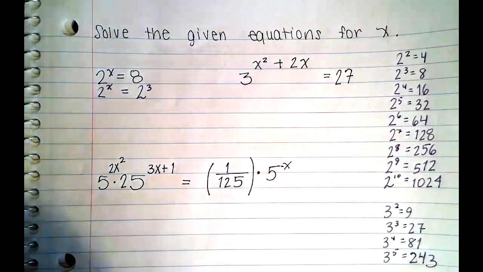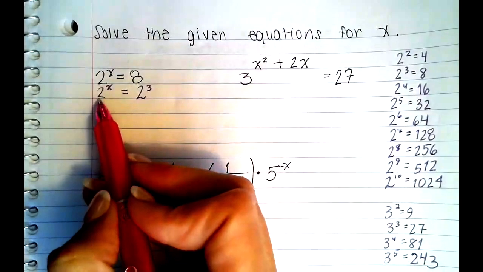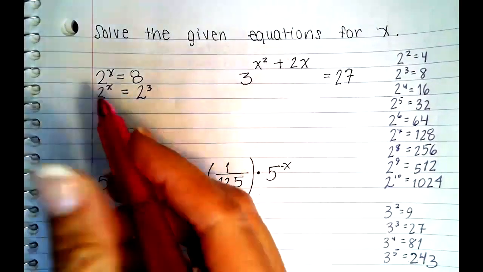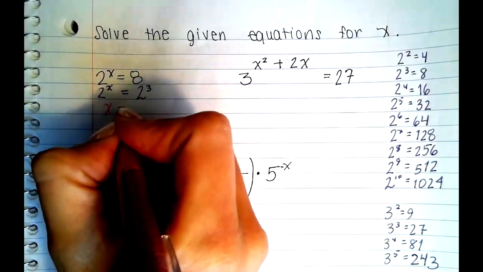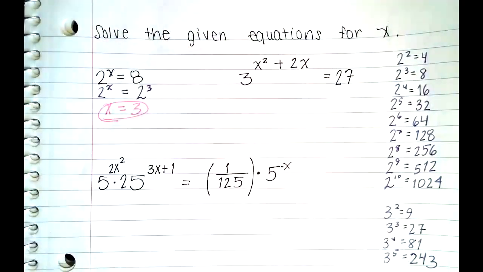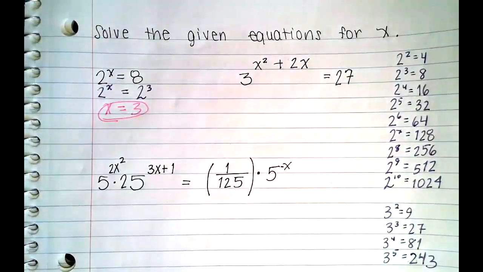So if I know 2 to the x equals 2 to the third, what the one-to-one property basically says is that if you have one base on each side of the equal sign, and those bases are equivalent to each other, then you can basically conclude that the exponents have to be equal to each other. And for this problem, that's all there is to it. We're done.